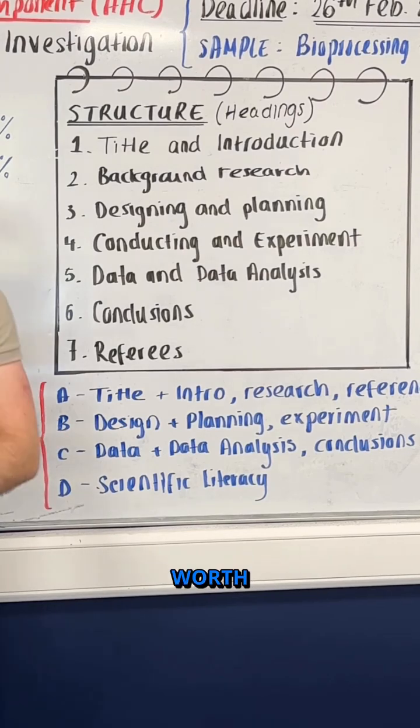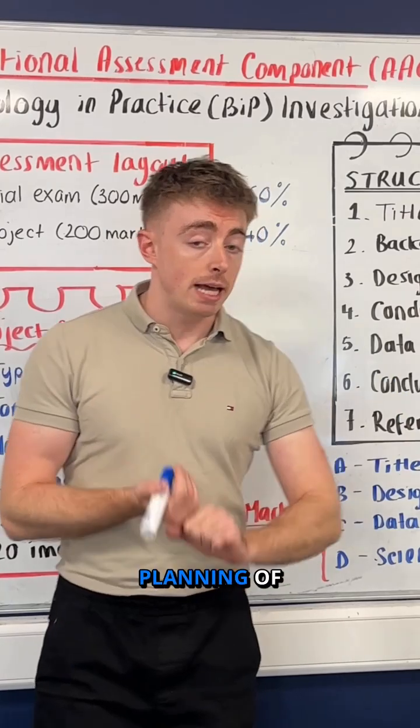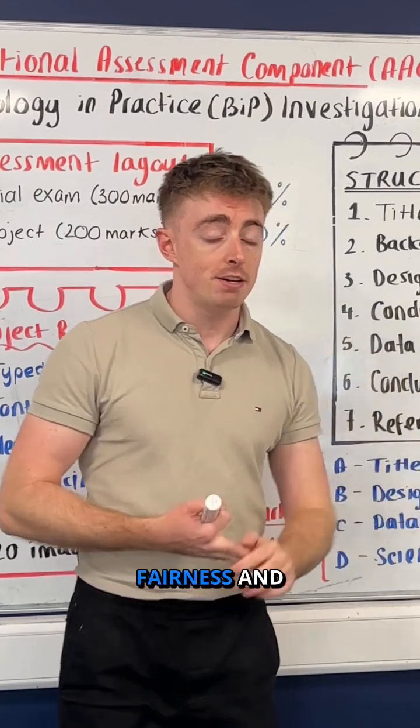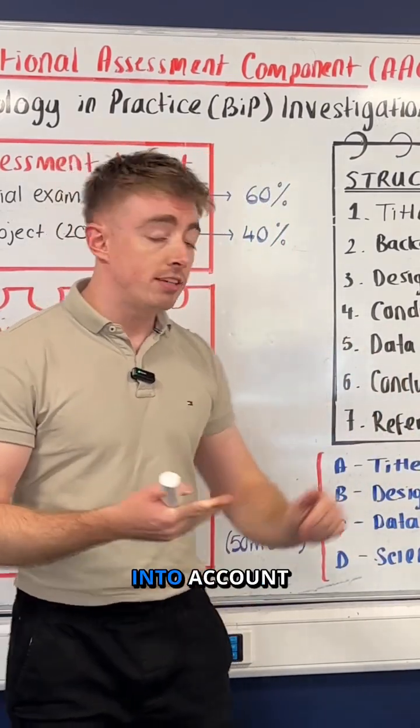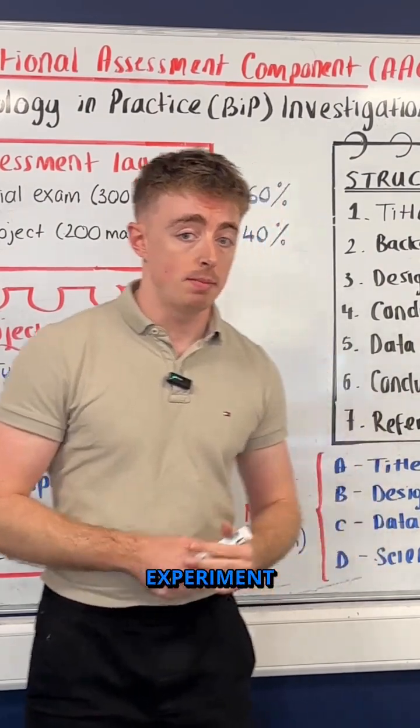This is also worth 50 marks. This is all about your experimental process. So it's the design and planning of your actual experiment, how you conducted that experiment, taking into account fairness and safety, taking into account accuracy and equipment that you will have used in the actual experiment itself.